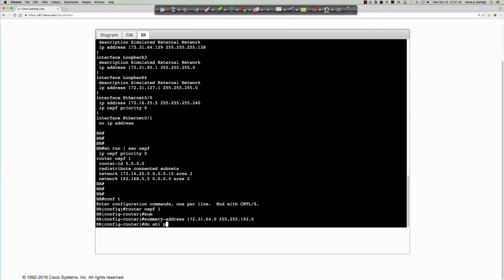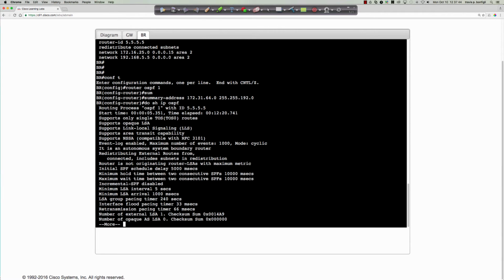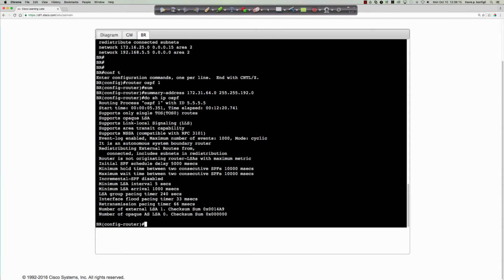If I were to do show ip ospf, you're probably wondering, how do you know that this is an Autonomous System Boundary Router? And it is right here. It is an Autonomous System Boundary Router. So if you say show ip ospf, it'll actually tell you on that router what kind of a router it is, if it's an ABR or an ASBR, or if it is both. It also shows us that we're redistributing external routes from connected, and includes subnets in redistribution. So that's how we see that information.